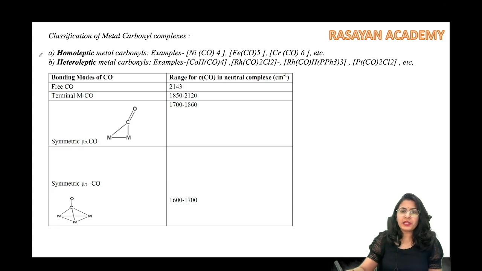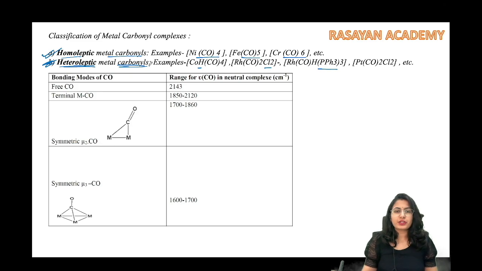We do one more simple nomenclature or classification that you must have understood by now. When we have complete carbonyl in a complex, where all the ligands are carbonyls, for example, these that we have discussed right now, these are known as homoleptic metal carbonyls. And if there are some other substituents present, like a proton, chloride, phosphine, many different combinations, then it will be known as a heteroleptic metal carbonyl. Just basic classification, nothing else.